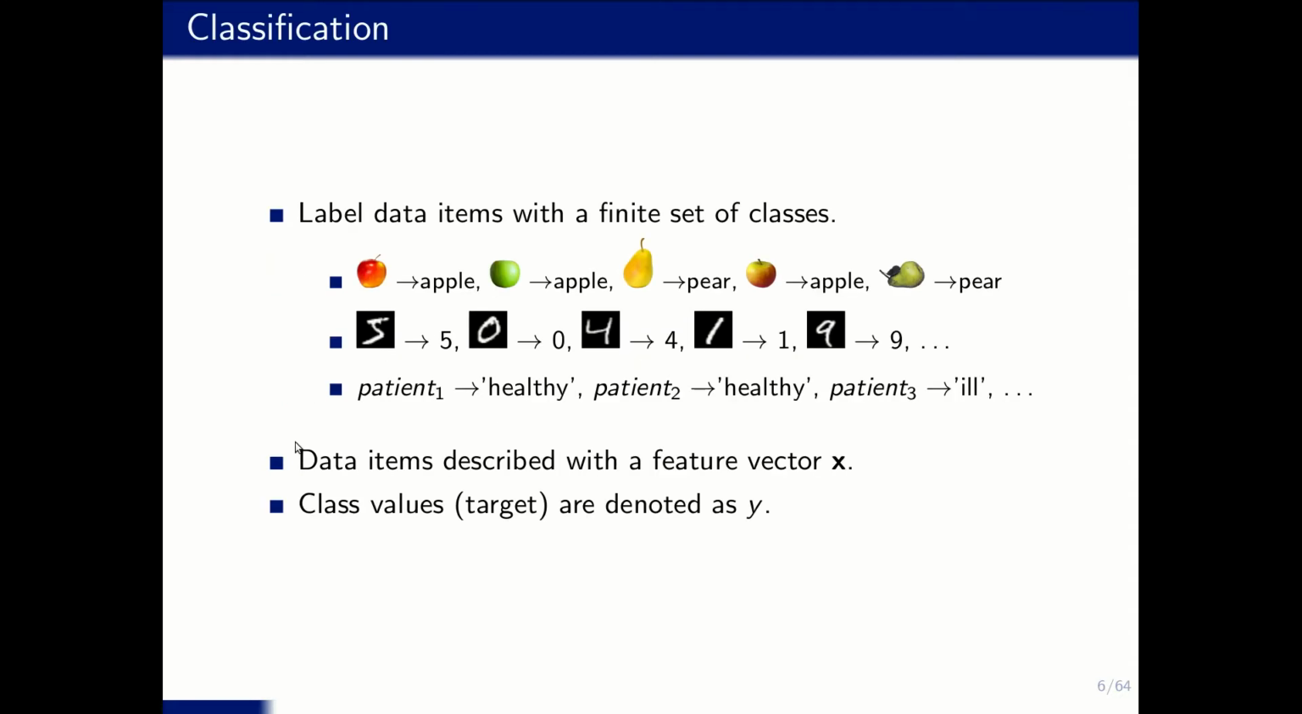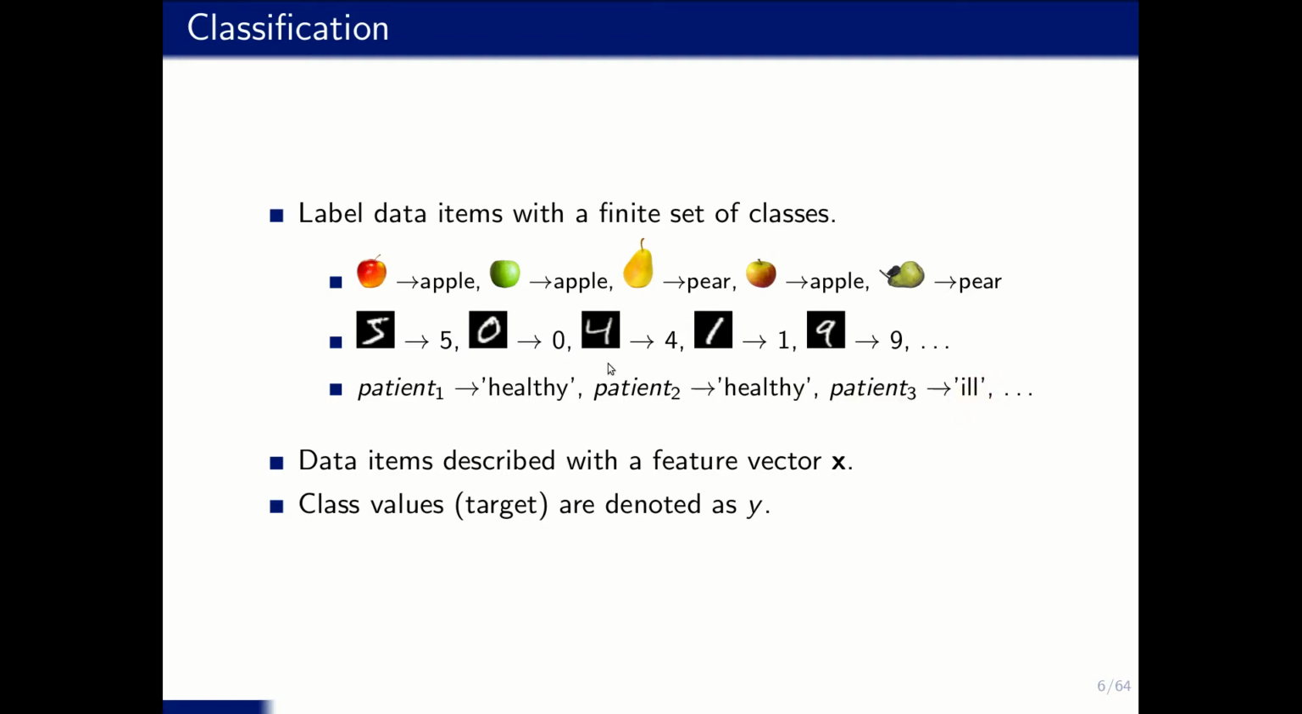So here we see the principal setup of our classification problem. The classification problem aims to label data items with a finite set of classes. For example, we might want to label fruit as apple versus pear, or we might have images of handwritten digits and we want to recognize which digit is represented in these images. This is a fairly easy task for humans, but surprisingly hard for computers. Or we might have patients and we want to classify them into healthy or ill.